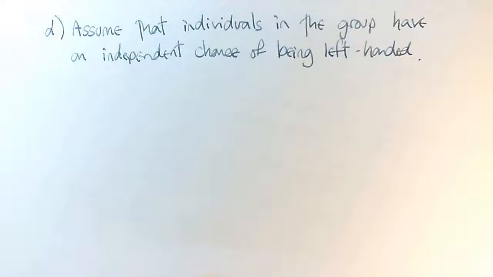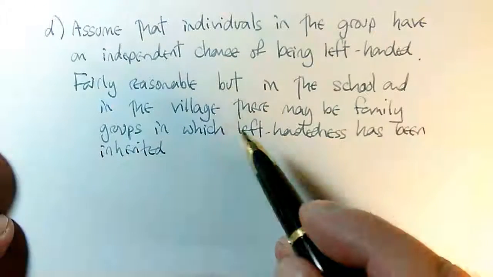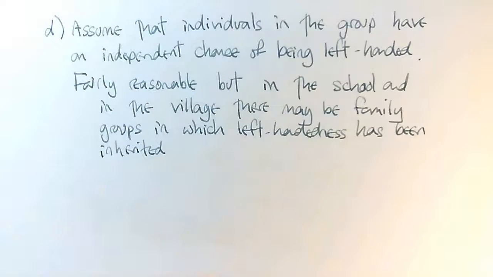Now, is that going to be realistic for all the groups? I had a bus, a school, and a village. Why would one person in any of those groups being left-handed change the chance of someone else being left-handed? Well, I suppose there is a slight inherited factor of left-handedness. You're slightly more likely to have left-handed children. So possibly if there are family groups involved, there might be some non-independence going on. Can't think of any other obvious reasons, so it's not an unreasonable assumption. I can say it's a fairly reasonable assumption, though in the school and in the village there may be families where there's a bit of left-handedness running in the family. It's not a strong effect, but it can happen.